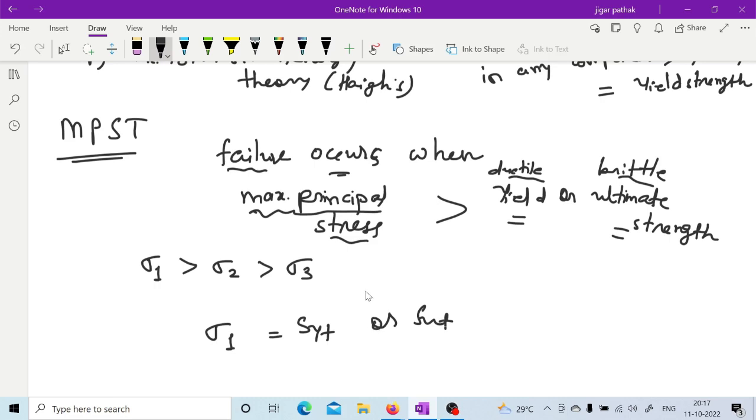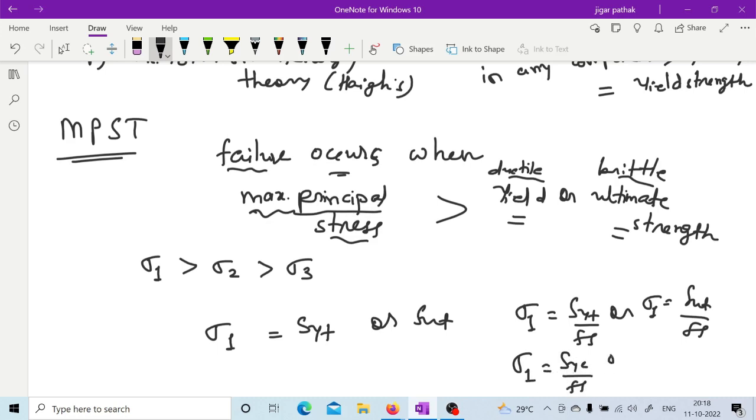If we consider the factor of safety, then sigma 1 is equal to S_yt upon factor of safety, or sigma 1 is equal to S_ut, the ultimate strength, upon factor of safety. Here we have considered it under tension only, right? Yield strength under tension. If you go for compression, it can also be written as yield strength under compression or ultimate strength under compression, like this.